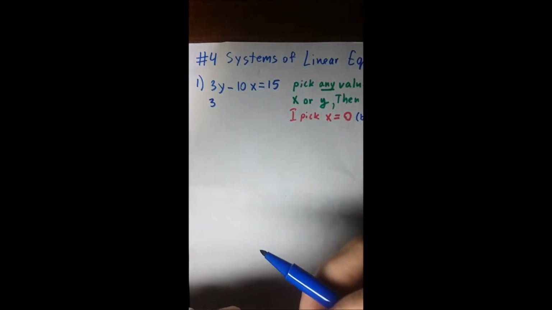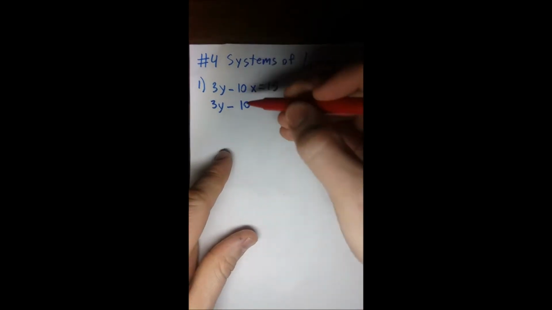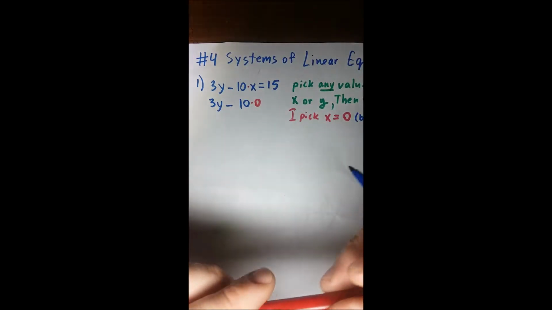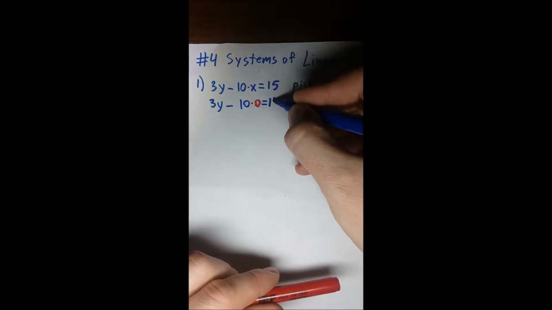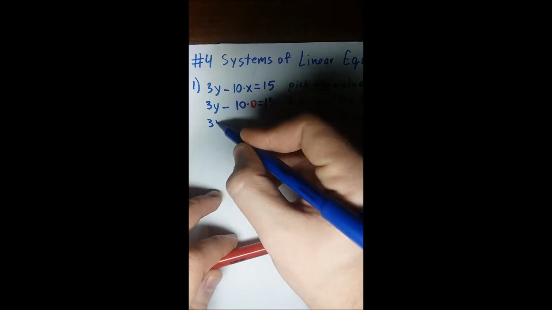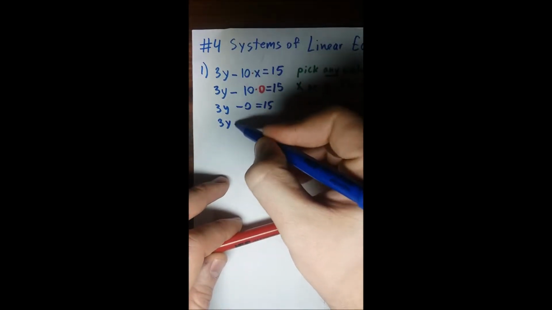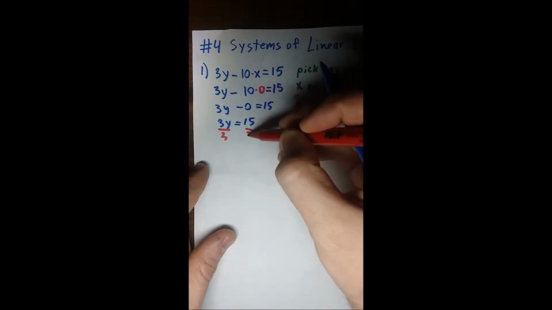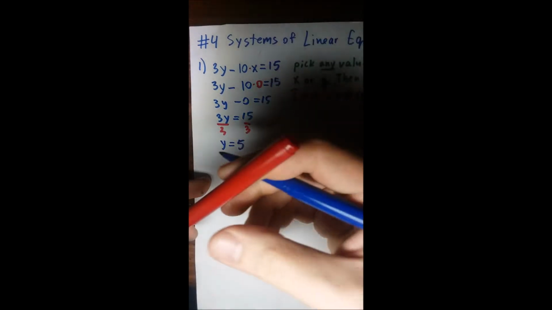and instead of 3y minus 10, and instead of x, I'm going to put times 0. Okay, don't forget that if there's no operation sign between a number and a variable, it's always a multiplication, and equals 15. Now, anything times 0 is 0, as we know. So we're looking at 3y minus 0 equals 15, or simply put, 3y equals 15. When we divide both sides by 3, you get y equals 5.